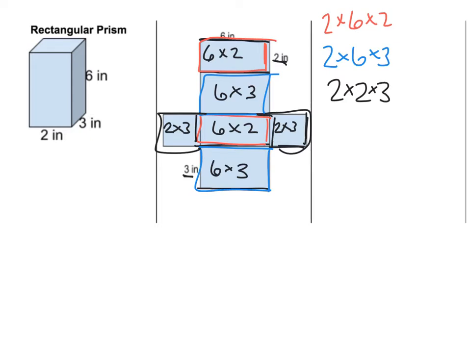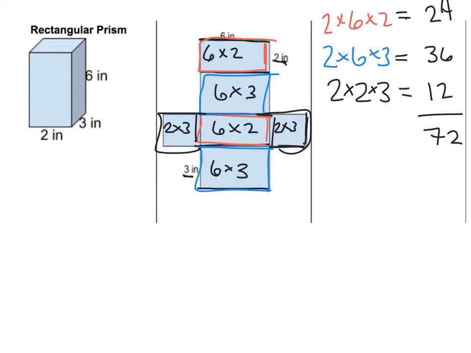So I can calculate the surface area by doing all these multiplication problems and then add them together. So 2 times 6 times 2, I know, is going to give me 24. 2 times 6 times 3 is going to give me 36. And 2 times 2 times 3 is going to give me 12. So when I add all of that up, I'm going to get 72.